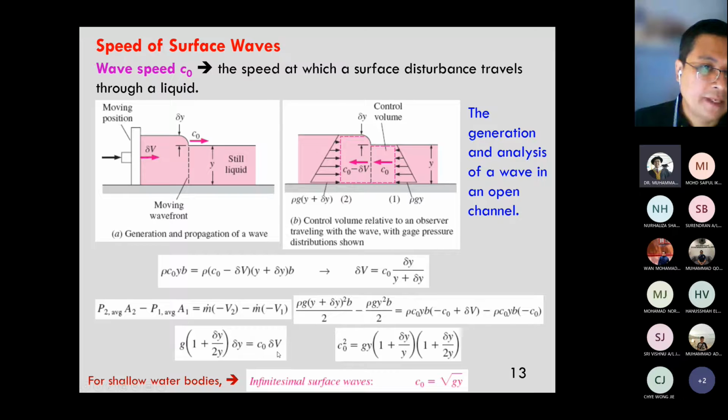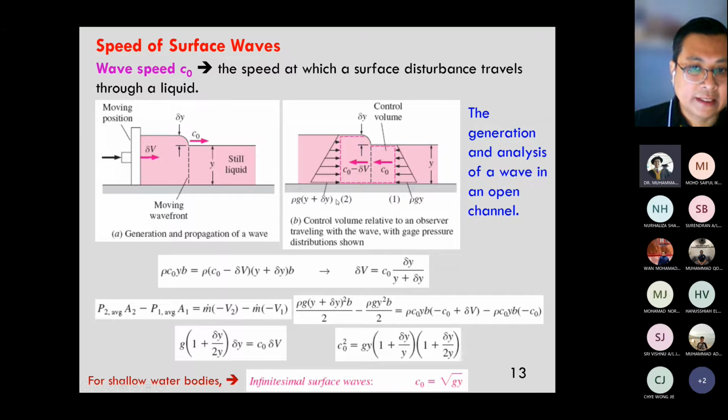Okay, now we go to the wave speed, or we call it the property CO, the speed at which a surface disturbance travels through the liquid. So experimentally, to measure the wave, we give a moving position like a piston moving translationally, and then we can create the wave and calculate the condition of the wave, with different depths relative to the initial surface of the fluid. So now we have the wave right now. And then the wave will be moving.